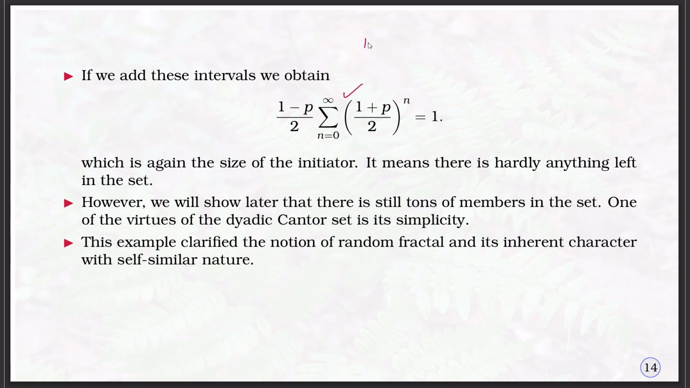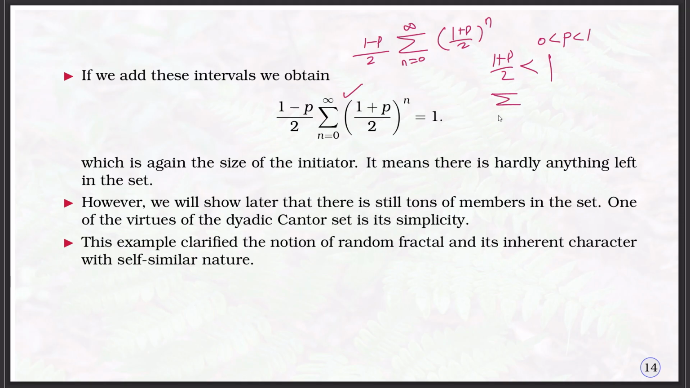So, this series we can write as (1 minus p) by 2 times the summation n equal to 0 to infinity of (1 plus p by 2)^n. Now, you can observe this quantity 1 plus p by 2. The p lies between 0 and 1, it is a probability value. So, this value is less than 1.